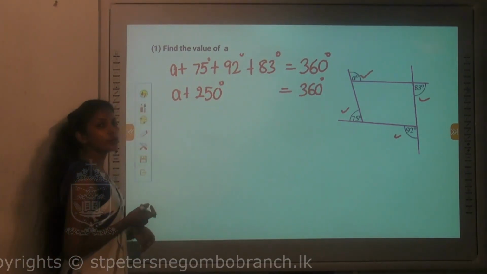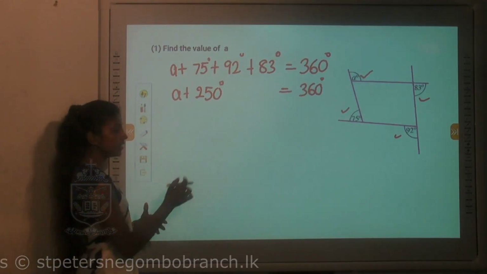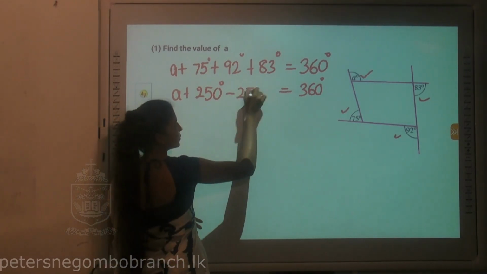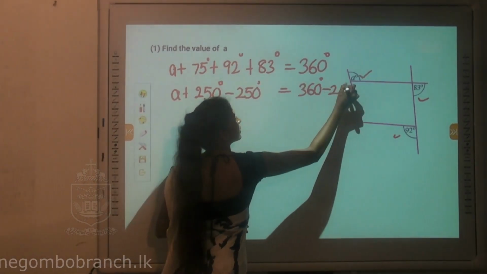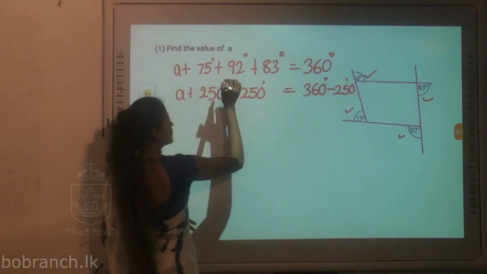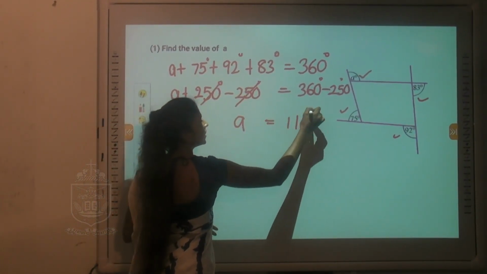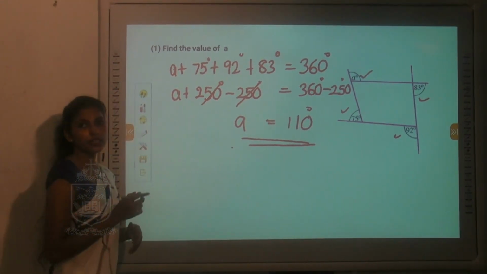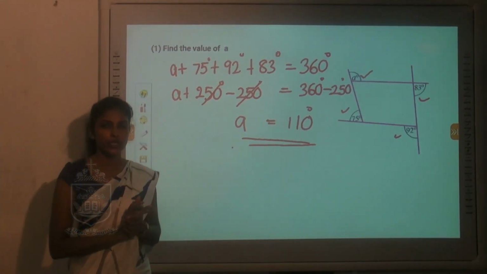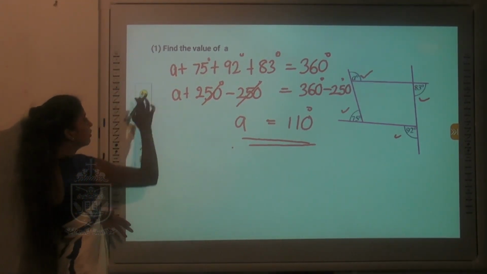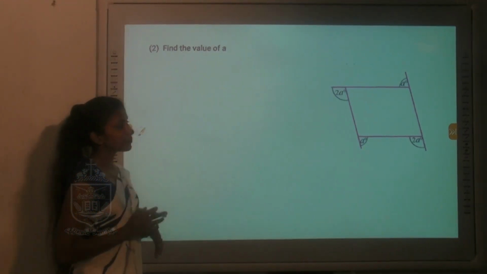So our next step is to cancel out 250 from this side. Let's subtract 250 from this. So here 250 will be cancelled. So A equals 110 degrees. It's very simple. We added all four and equated it to 360. So let's move to another example.